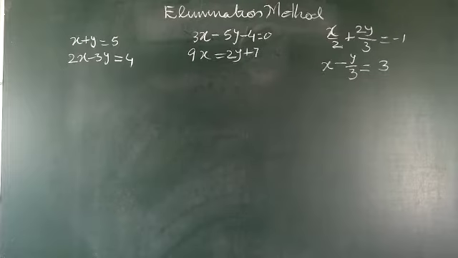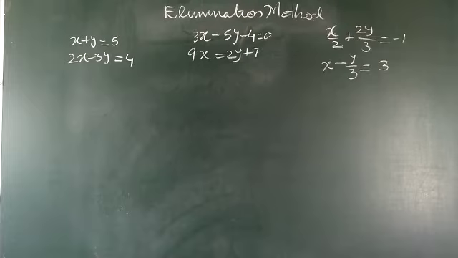The most left one is x plus y is equal to 5. The second part of that is 2x minus 3y is equal to 4. The next set is 3x minus 5y minus 4 is equal to 0, and 9x is equal to 2y plus 7. And the third set says x upon 2 plus 2y upon 3 is equal to minus 1, and x minus y upon 3 is equal to 3. See the most left side, x plus y is equal to 5. There it is an easy equation.